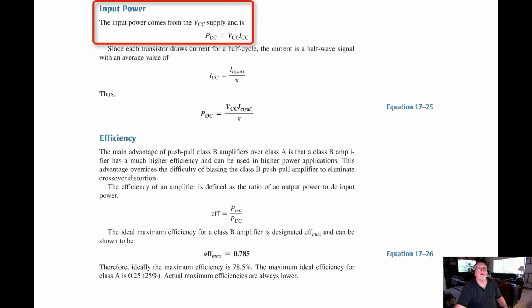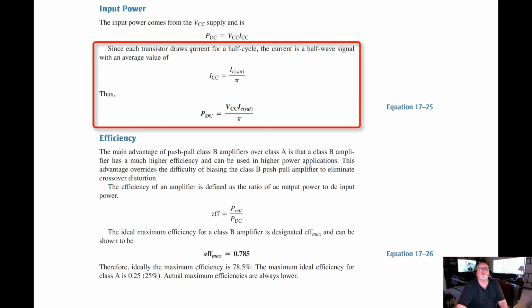The input power comes from the VCC power supply and is the DC power, which is equal to VCC times ICC. Since each transistor draws current for a half cycle, the current is a half wave signal with an average value of IC sat divided by pi. Okay, there's our half wave relationship. So the power is equal to VCC times IC sat divided by pi.